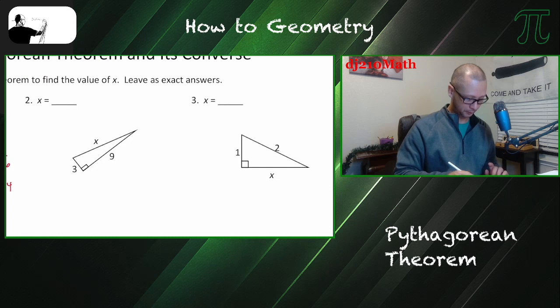Okay, number 2. 3 squared plus 9 squared is equal to x squared.